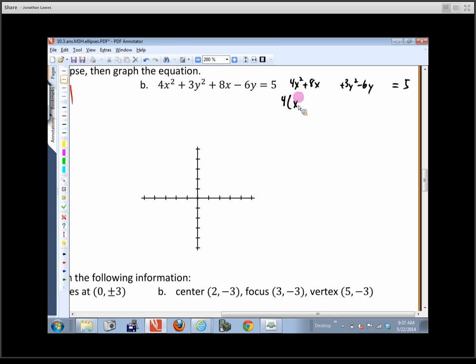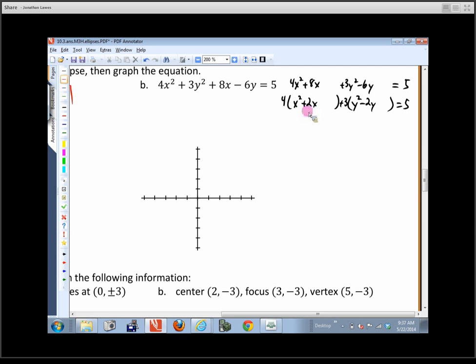Okay? So in order to do this, we're going to factor out the 4. So we're going to have an x squared plus 2x, close the parentheses, saving room to complete the square. I'm going to factor out a 3. That's a y squared minus 2y, save room to complete the square, and then over on this side I get a 5. So you'll notice that everything written up there in black was in the problem to begin with. I haven't changed anything, I've just rearranged it.